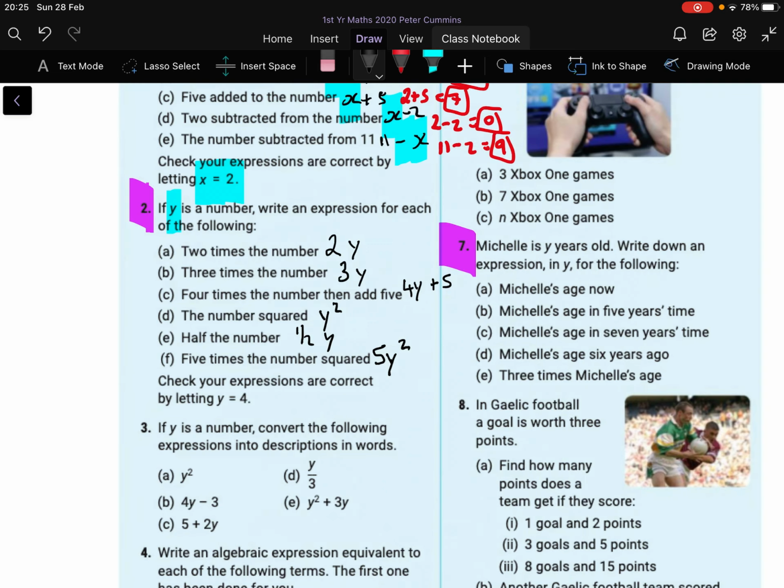Check your expressions by letting y is equal to 4. So as opposed to putting y in, we're now going to let y is equal to 4. So 2y changes to 2 times 4, which is equal to 8. 3y is going to be 3 times 4, which is equal to 12. 4y plus 5 is going to be 4 times 4 plus 5, and 4 fours are 16 plus 5 is 21. y squared is going to be 4 squared, which is equal to 16. A half of y is going to be a half of 4, which is equal to 2. I'll just put squares around the answers.